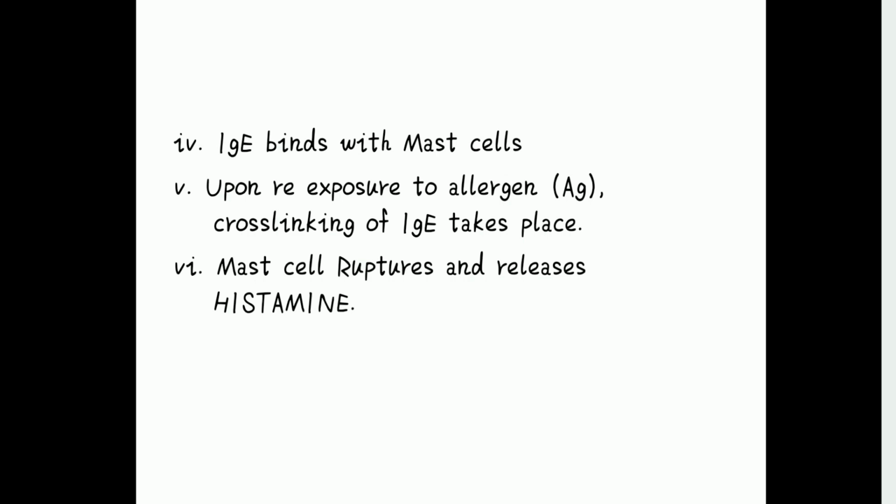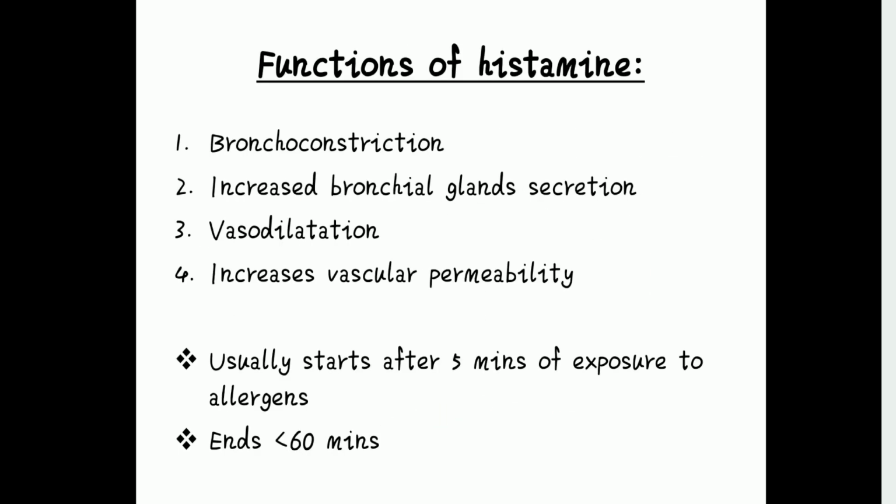IgE binds with mast cells, and upon re-exposure to the allergen, cross-linking of this IgE takes place. As a result, the mast cell that is filled with histamine ruptures, and there is a huge release of histamine. When histamine is released in the body, it does certain things: one is bronchoconstriction, second it increases bronchial gland secretion, it causes vasodilation, and it increases vascular permeability. Usually this whole thing starts within 5 minutes of exposure to the allergen and ends within 60 minutes. So the whole initial phase ends within 60 minutes.